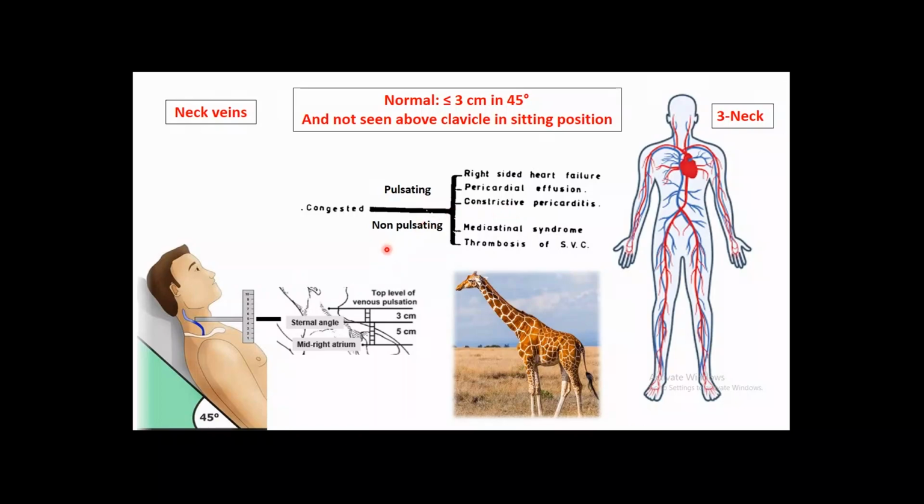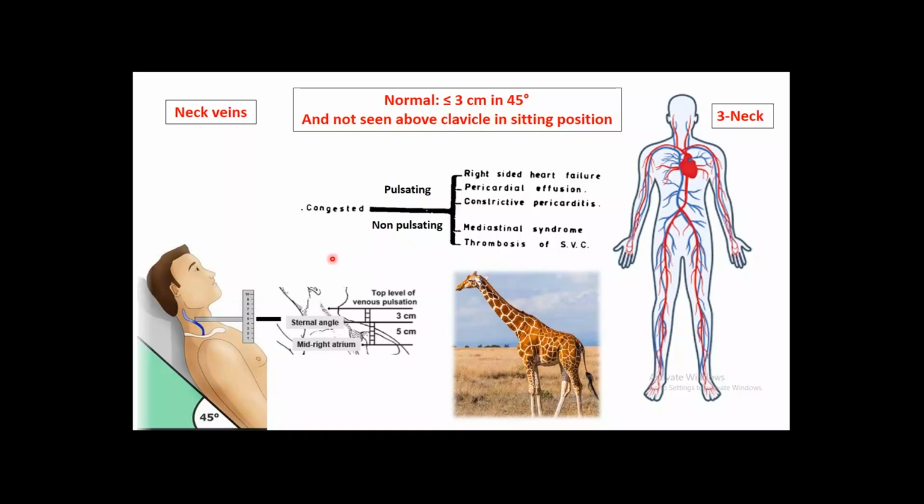On the other hand, the cause of non-pulsating neck veins is obstruction of the connection of the internal jugular vein with the right atrium. This is caused by compression from outside, like in mediastinal syndrome or Pancoast tumor, or obstruction inside, like thrombosis of the superior vena cava. This actually might be seen in patients with an indwelling jugular venous catheter, either for a central line or dialysis.